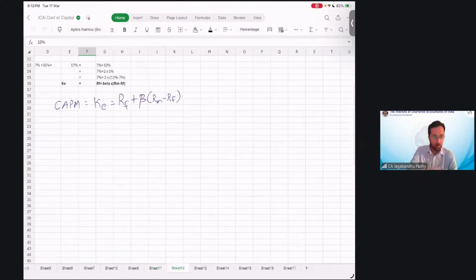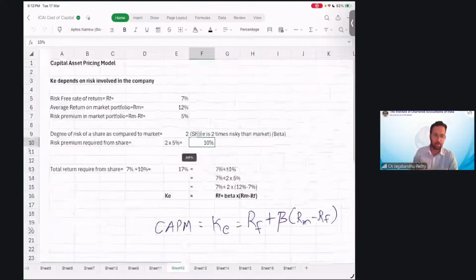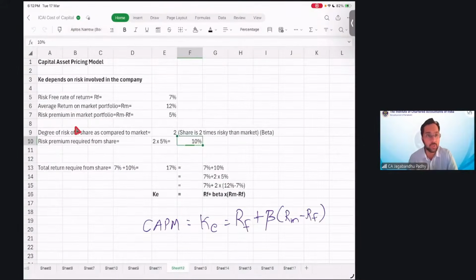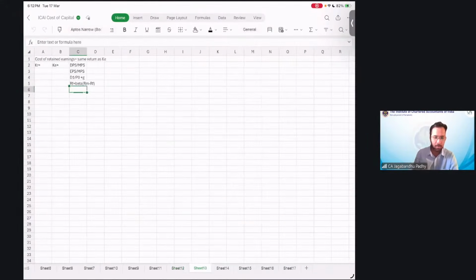Okay. One important approach that we have in the calculation of cost of equity is the method called capital asset pricing model, or CAPM. So under CAPM, we simply calculate by taking into account what's the risk-free rate, what's the beta, and what's the premium that we have in the market. So our cost of equity is simply K is equal to RF plus beta into RM minus RF. Okay. So that's your CAPM model.